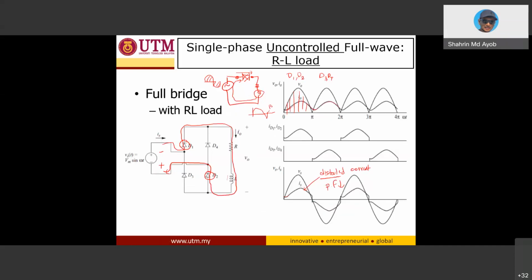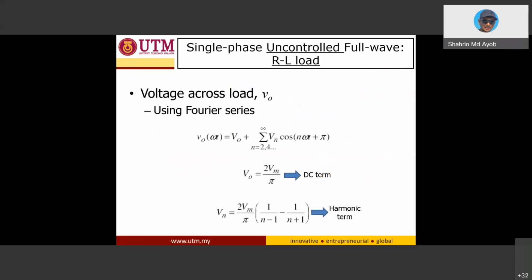Okay, and this voltage average, then I think we can just use 2Vm over pi, right? So this is your V output average. But the current right now is actually non-linear current, and it is very difficult to actually obtain the equation for the current. But since this is a continuous current, we can use what we call the Fourier series.